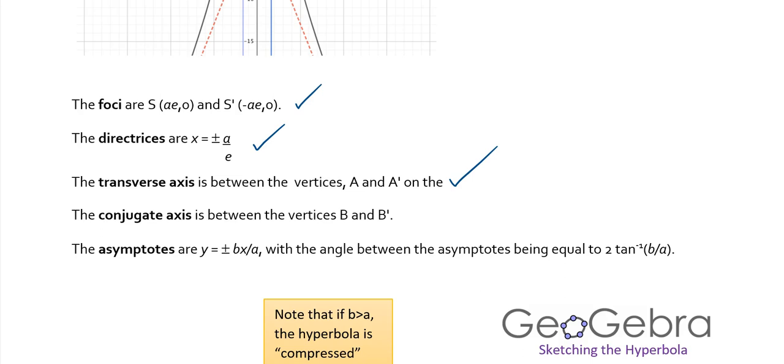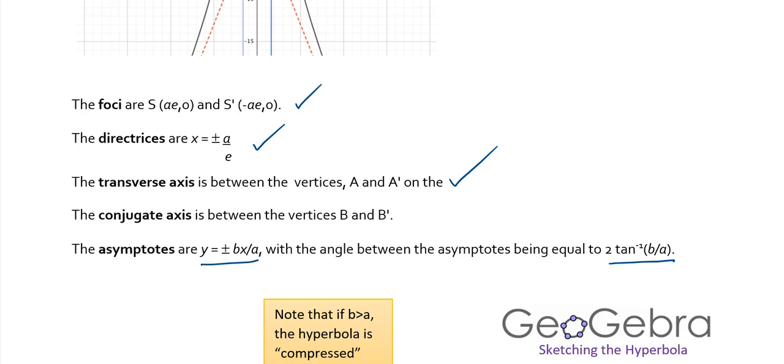if the hyperbola is on its side, if you like. I'll come back and define that a bit more carefully. And the asymptotes are given by this, and the angle between the asymptotes is given by 2 tan to the minus 1 b over a.